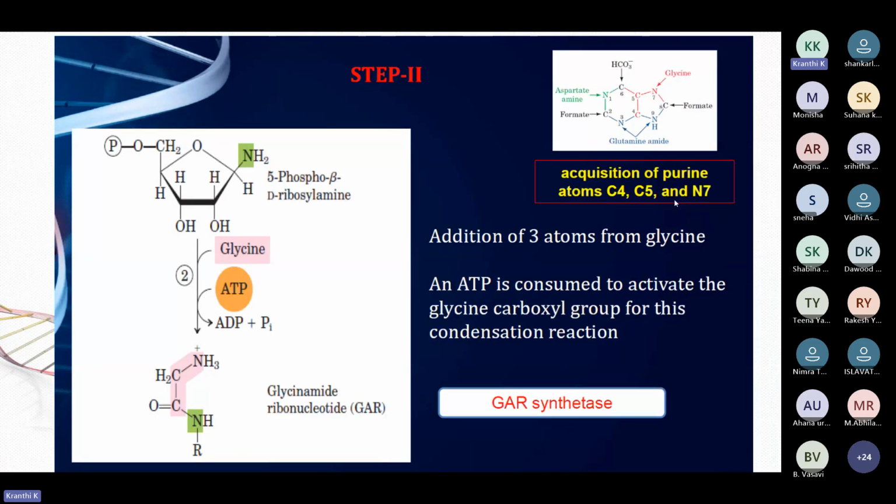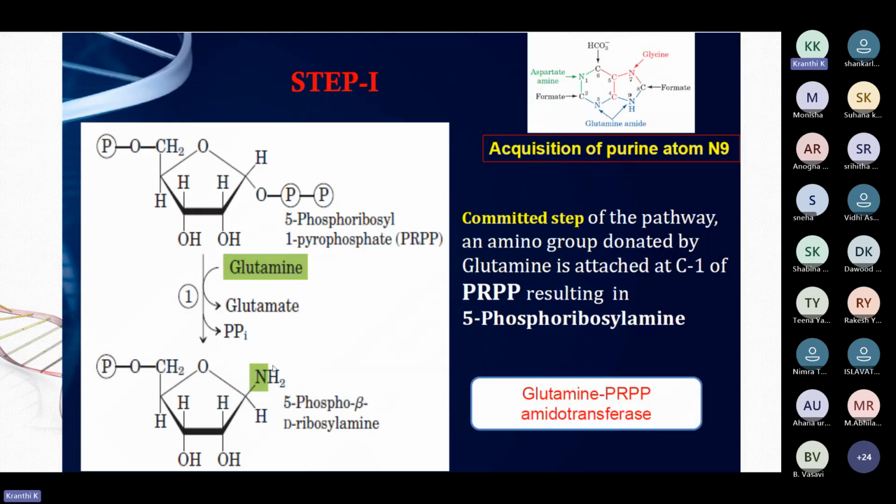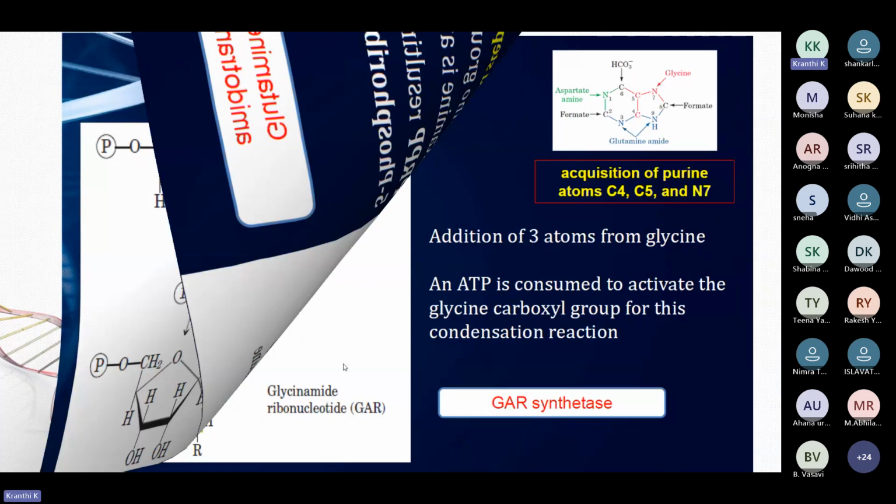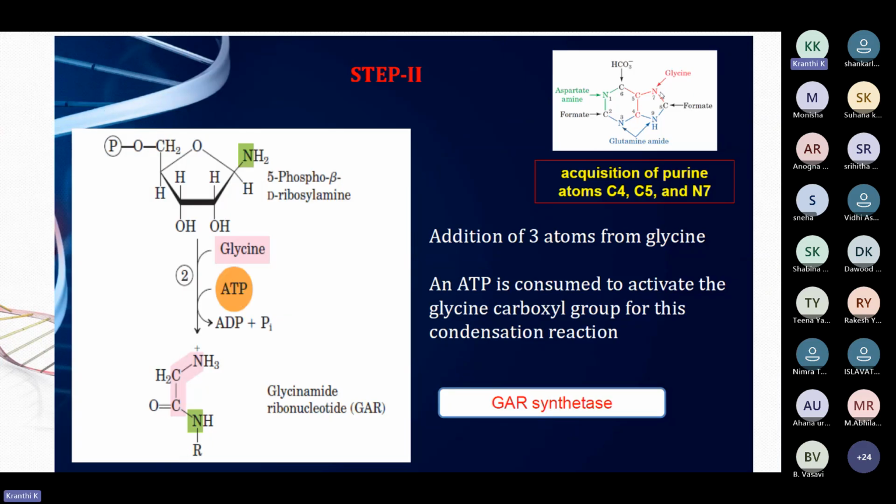You understood, right? So acquisition of purine atoms at C4, C5, and N7. In the initial stage, one molecule added. Then later, three were added. Three atoms, sorry, not molecule. Three atoms were added: NCC, fourth, fifth, and seventh.